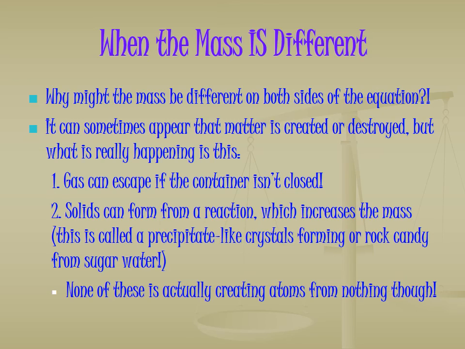And the other thing that can happen is the opposite. Gases escaping mean that your mass is going to be lower. But another thing that can happen is solids can actually form from a reaction. And when a solid forms, that's going to make the mass actually increase. This is called a precipitate.